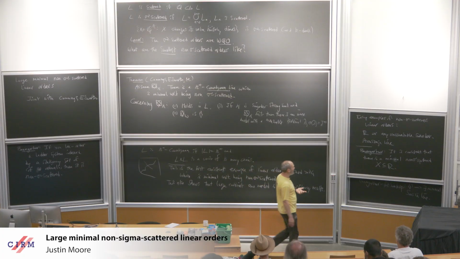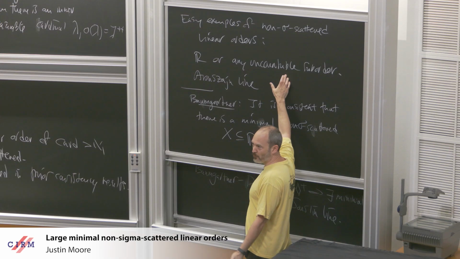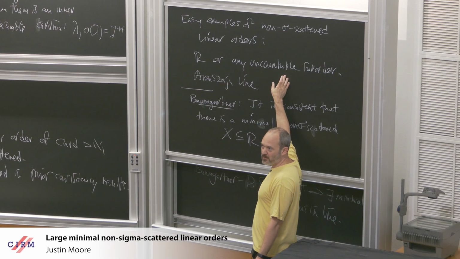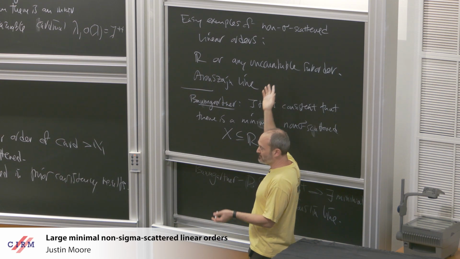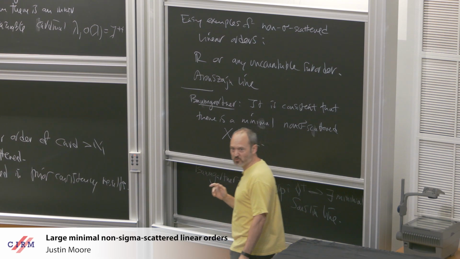So these can never be minimal, and it's reasonable to ask: are there any minimal ones other than these? I mean, these may not be minimal in a given model of set theory, but maybe there's a model of set theory where there's a minimal one of some completely different sort.